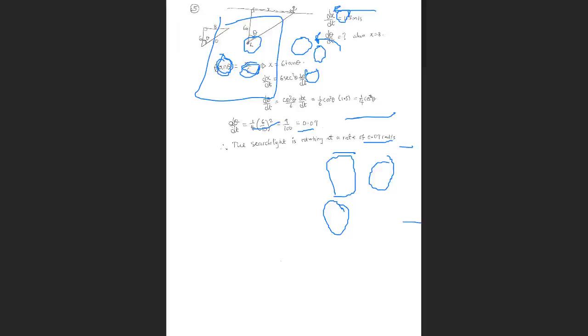Remember, theta is the angle, so angle is measured in radians. Remember when you started with 1A, they told you we no longer use degrees. So don't tell me degrees per second, say rad per second. So the searchlight is rotating at the rate of 0.09 rad per second. It's as easy as that.